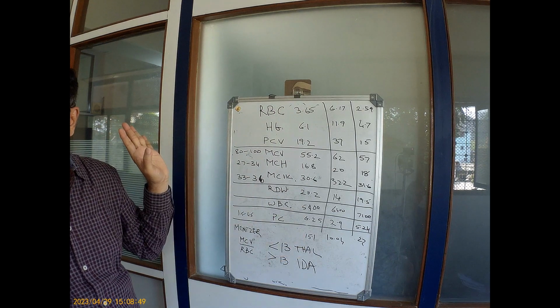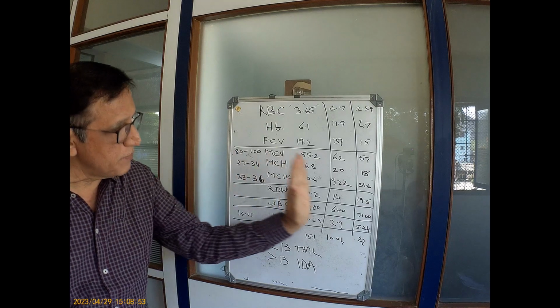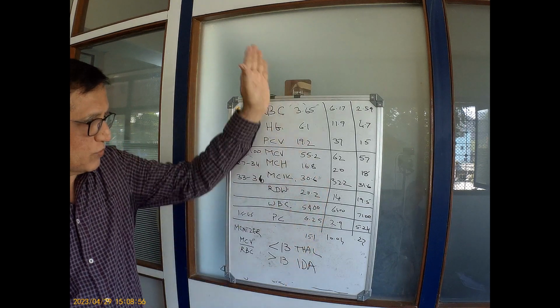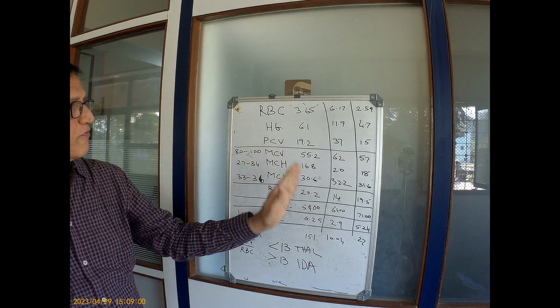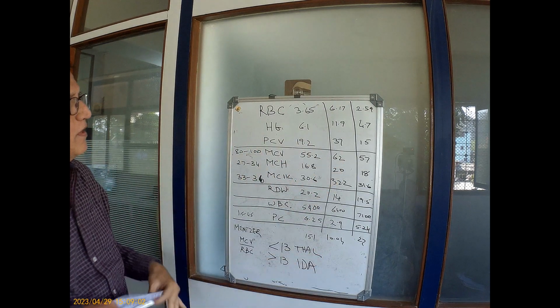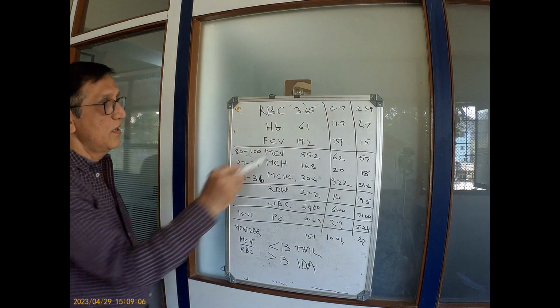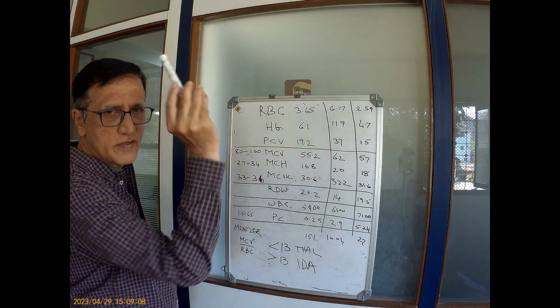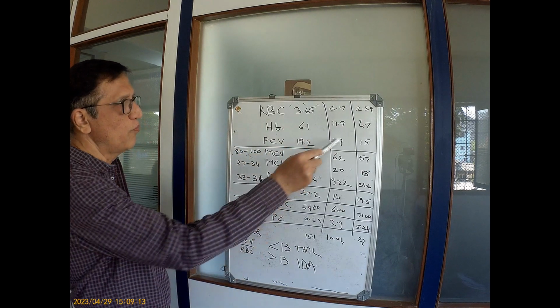IDA. Alright. Now we will see a similar picture here and see what differentiates this microcytic hypochromic from the previous one. Here again, RBC 6.17, high count. Hemoglobin is definitely low. Packed cell volume 37, low there. It has gone low. These are low.